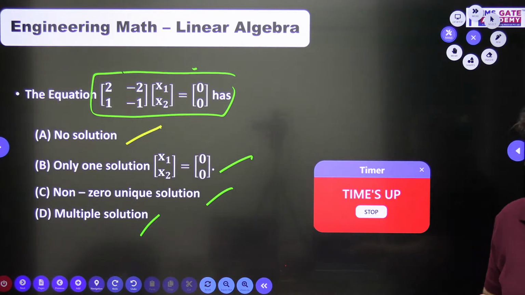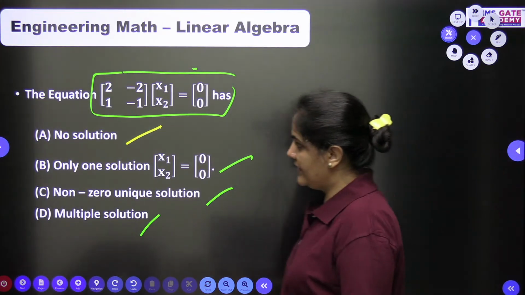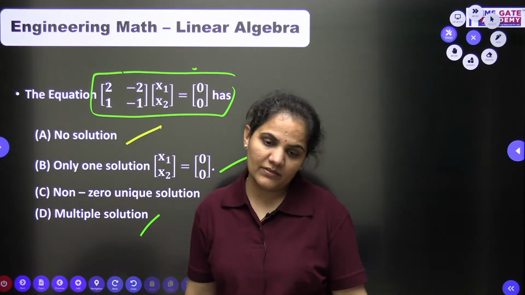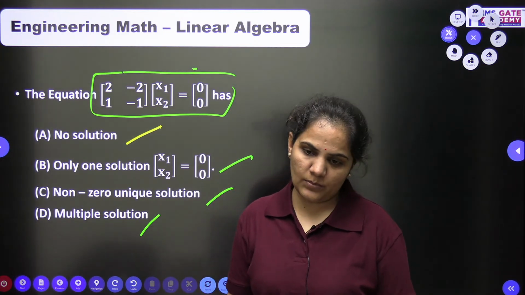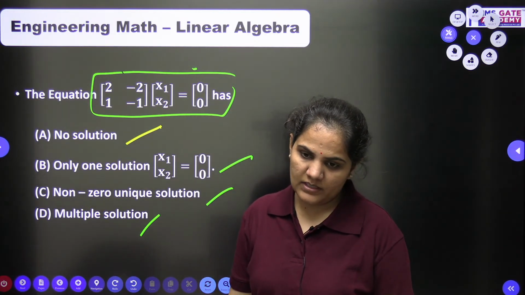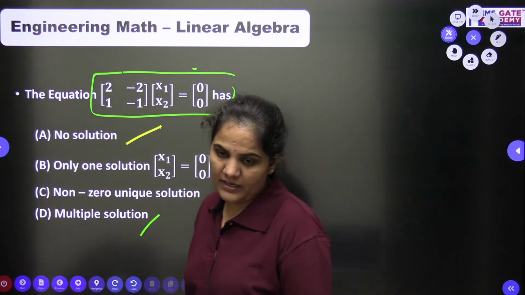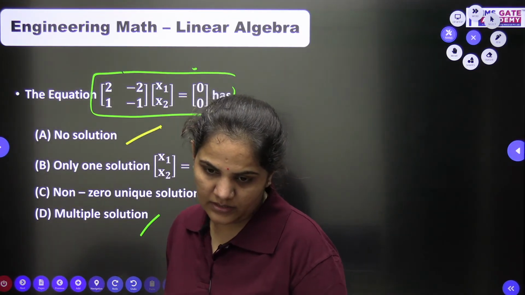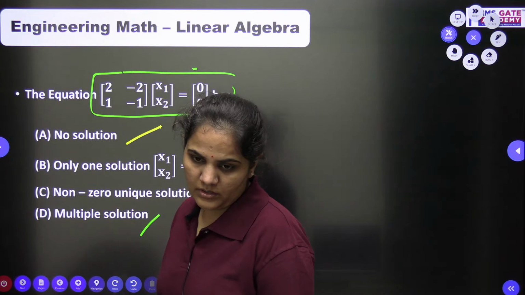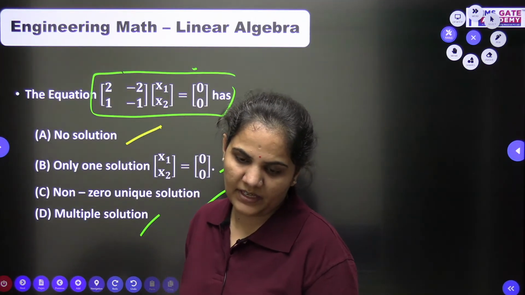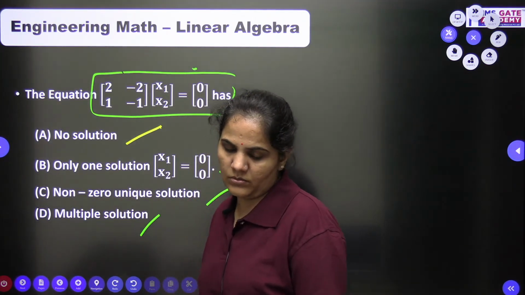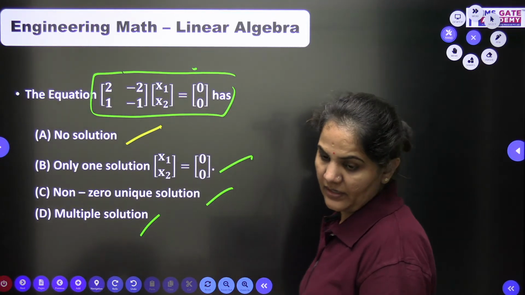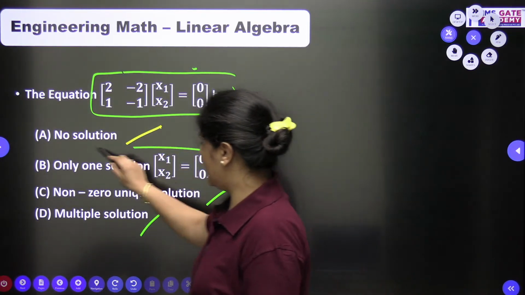Yes, children, tell me what it is. Whether we are having no solution, only one solution, non-zero unique solution or multiple solutions. Yes. Is it B? Okay. Abhishek and one more guy, I don't know what's your name. Write down your name. It's too lengthy to name again and again. Okay. So is it B? Let's check it out.